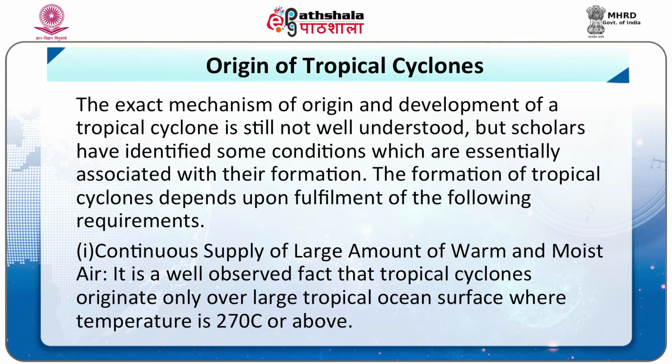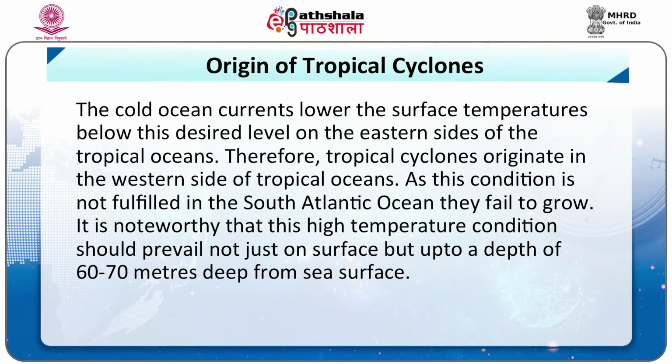It is a well observed fact that tropical cyclones originate only over large tropical ocean surface where temperature is 27 degrees Celsius or above. The cold ocean currents lower the surface temperatures below this desired level on the eastern side of the tropical oceans. Therefore, tropical cyclones originate on the western side of tropical oceans. As this condition is not fulfilled in the South Atlantic Ocean, they fail to grow there.